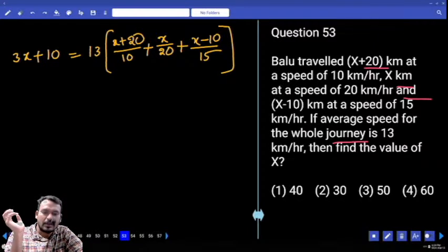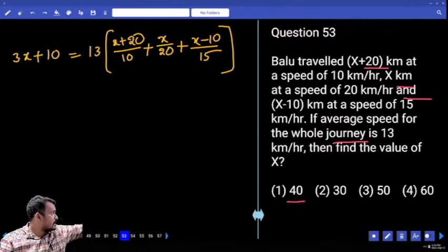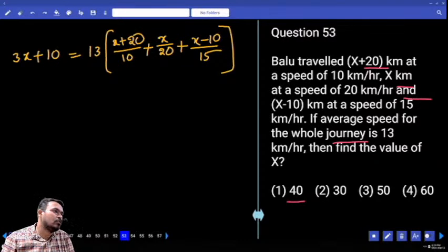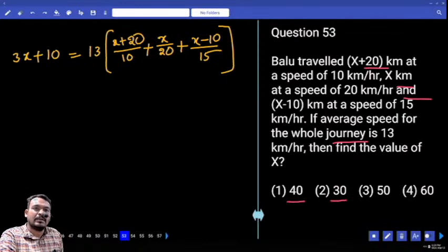Okay. And what is the first option? 40. Left hand side, 3 into 40 plus 10, or not? How much? 130, or not? That is divisible by 13, or not? Yes or no? Second option, 30. 3 into 30, 90 plus 10, 100. It is divisible by 13?